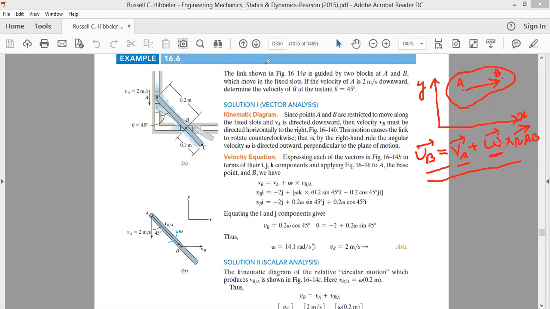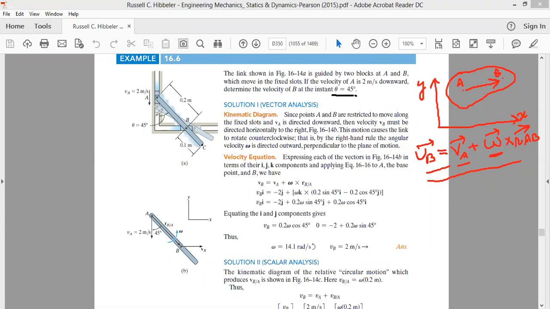We have the question as given here. The link shown in the figure is guided by 2 blocks A and B, which move in the fixed slots. If the velocity of A is 2 meters per second downwards, determine the velocity of B at the instant theta is equal to 45 degrees. In fact, we have solved these types of questions last time.